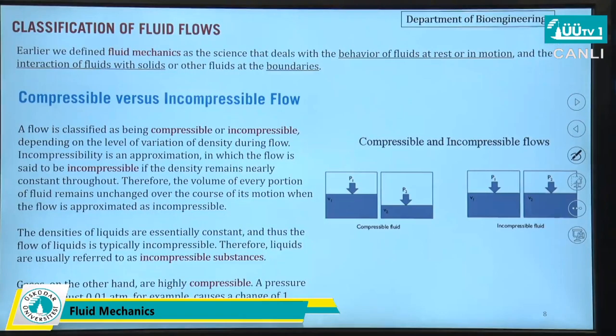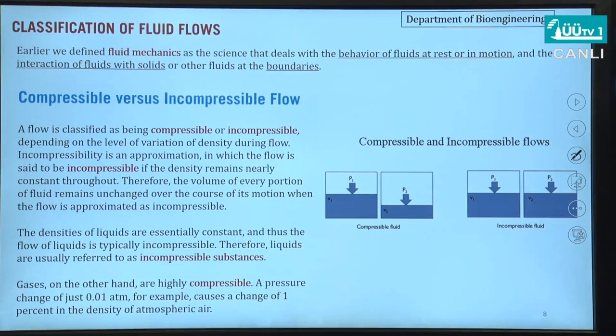However, there are some fluids where, when we change the pressure, we will not see any change in the volume. That's why we call this kind of fluid an incompressible fluid. We know that gases are highly compressible fluids, and liquids can be considered incompressible fluids.